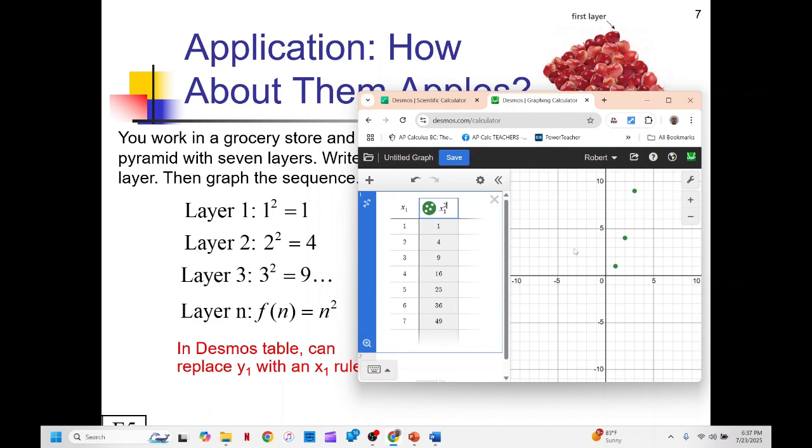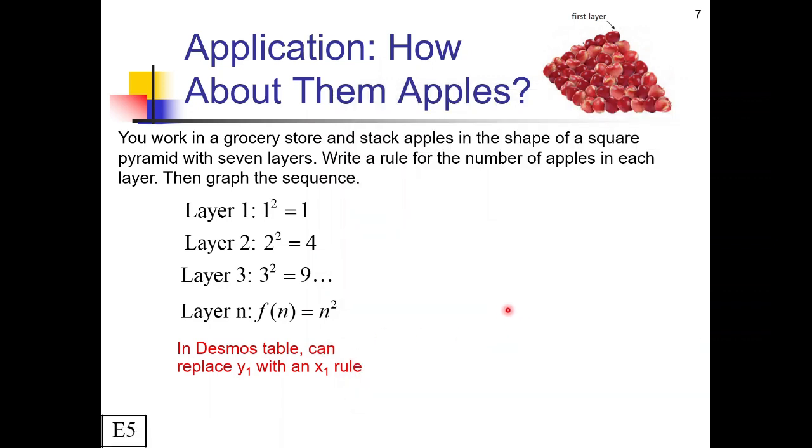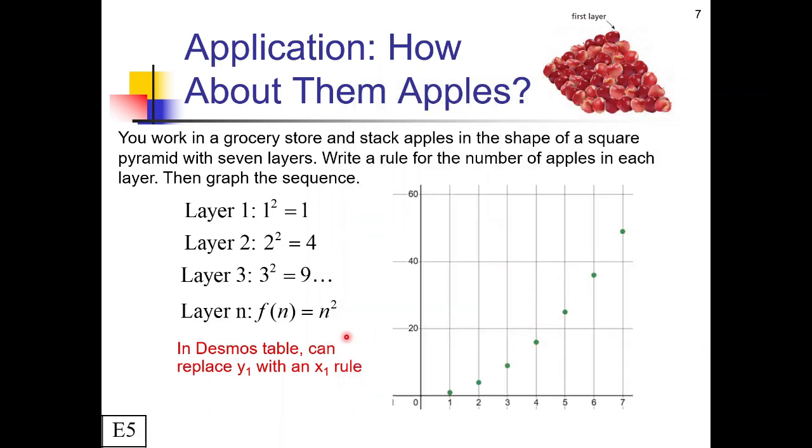One other little finishing touch is let's just do a zoom fit to get all of those in one place, and there's our nice little graph of the number of apples at each layer. And here's a copy and paste of what all that looked like.